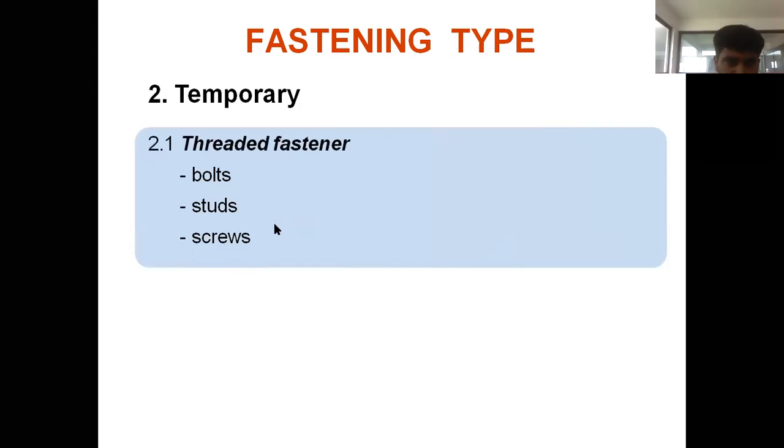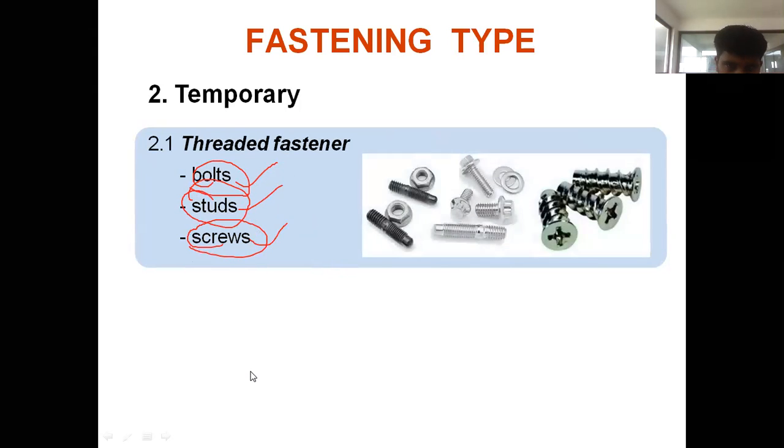Next we'll see the temporary type of fastening. The temporary kinds of fasteners include bolts, studs, and screws. These are what we use for temporary fastening. You can see over here these are the screws. Those are the nuts, and there are also studs.